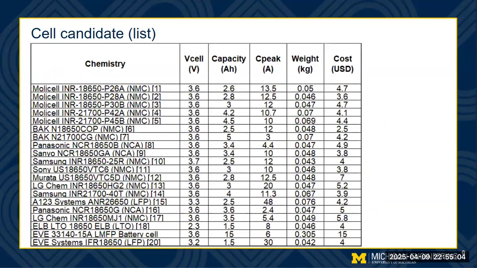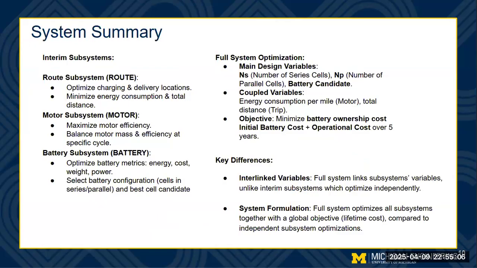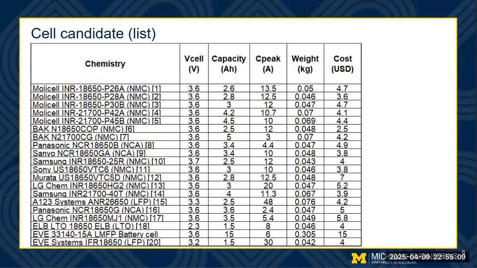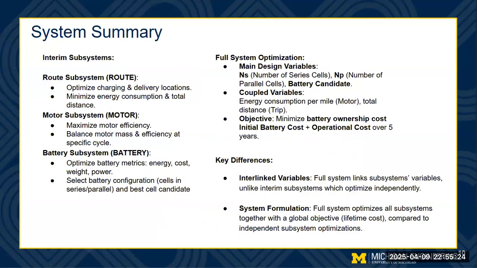Next, please. This is the list of 20 cell candidates. We considered that each has different values for voltage, capacity, peak current, weight, and cost. We run the optimization for each candidate to find the best overall combination for the system. Next slide, please. Here is the big picture.